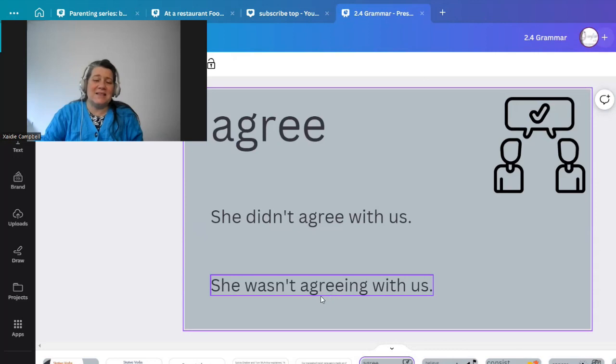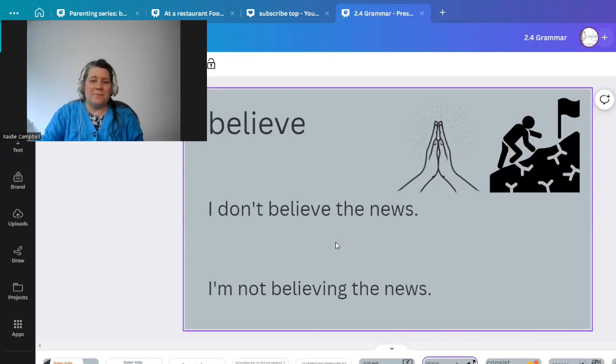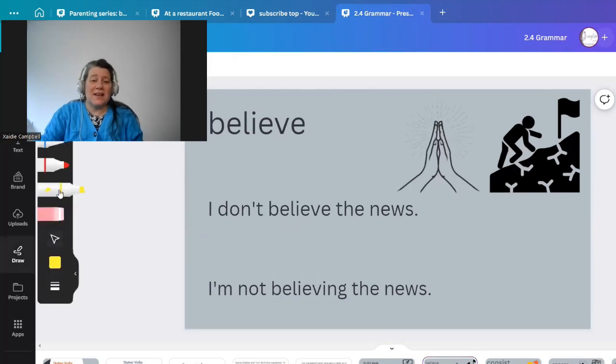So it's a temporary situation. Believe. I don't believe the news. I'm not believing the news. Okay, so this one is a no. I don't believe the news. If it's temporary, you could say, "Oh, I'm just not believing anything right now. I just need to go to sleep because this is too exhausting." Whatever it is, you can take a stative and make it progressive if you're talking about a specific moment that is transitory.